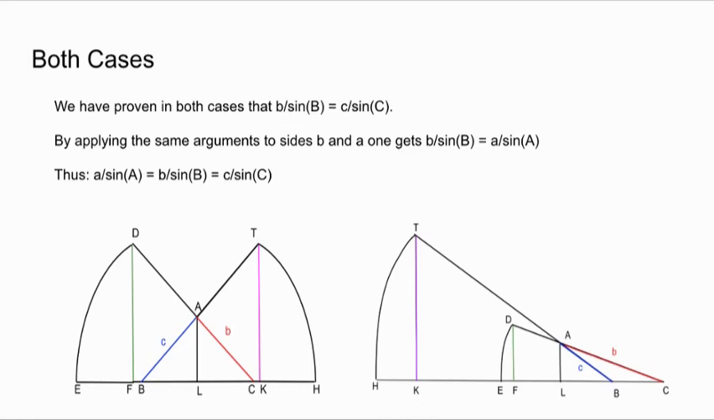By applying the same arguments to sides B and A, one gets that B over sine B is equal to A over sine A. Thus, A over sine A is equal to B over sine B, which is equal to C over sine C.